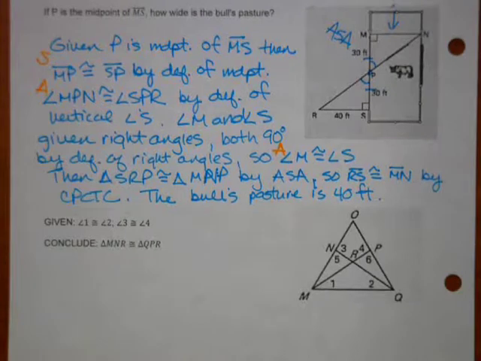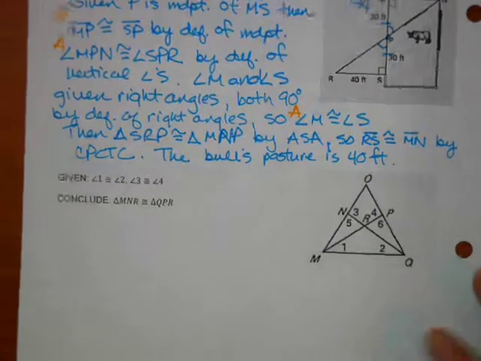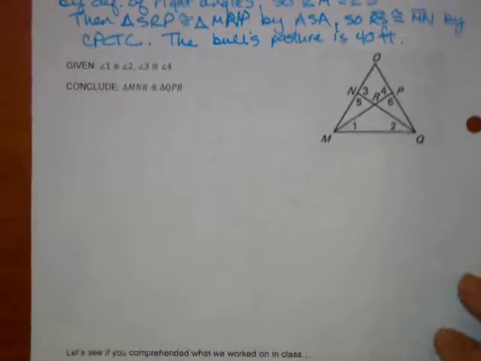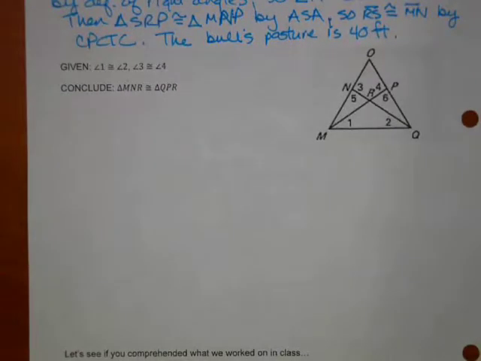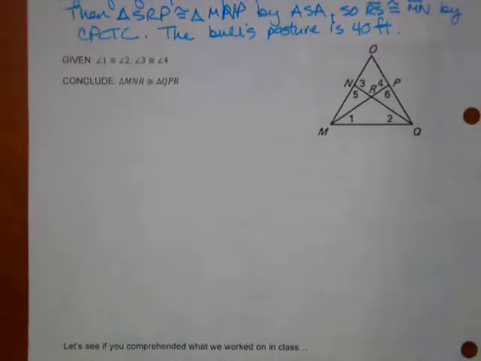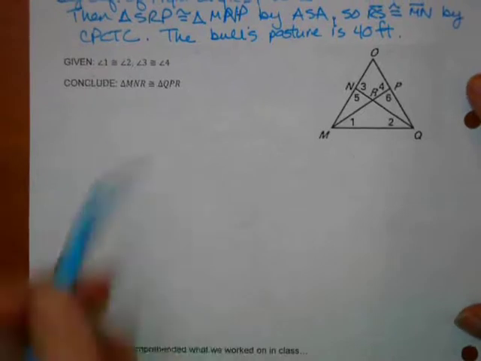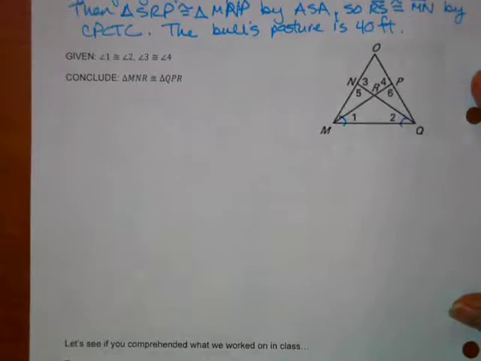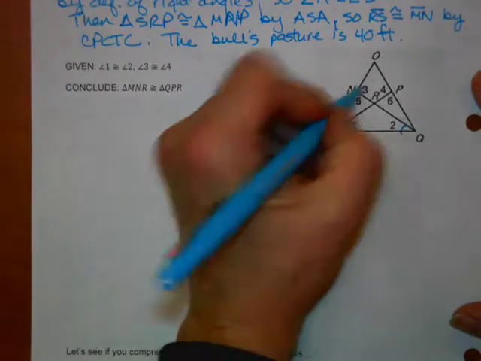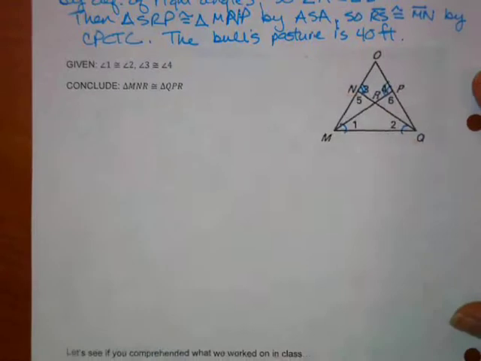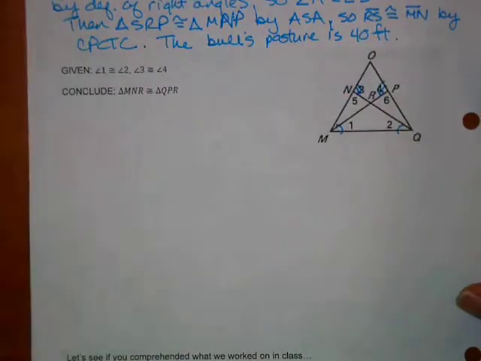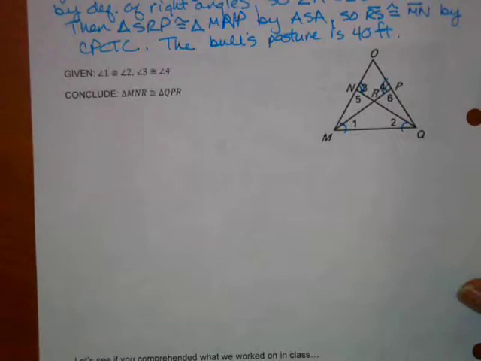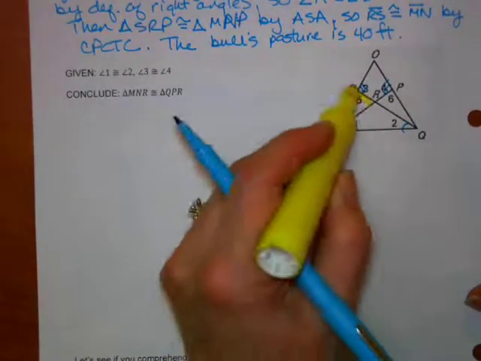So let's step it up a notch. Okay, so this one here. Angle 1, let's mark what they gave us. We have to prove triangles here, but in the midst of that, we're going to use CPCTC. So angle 1 is congruent to angle 2. I'm going to mark that right there. Angle 3 is congruent to angle 4. I need to prove that these two are congruent.